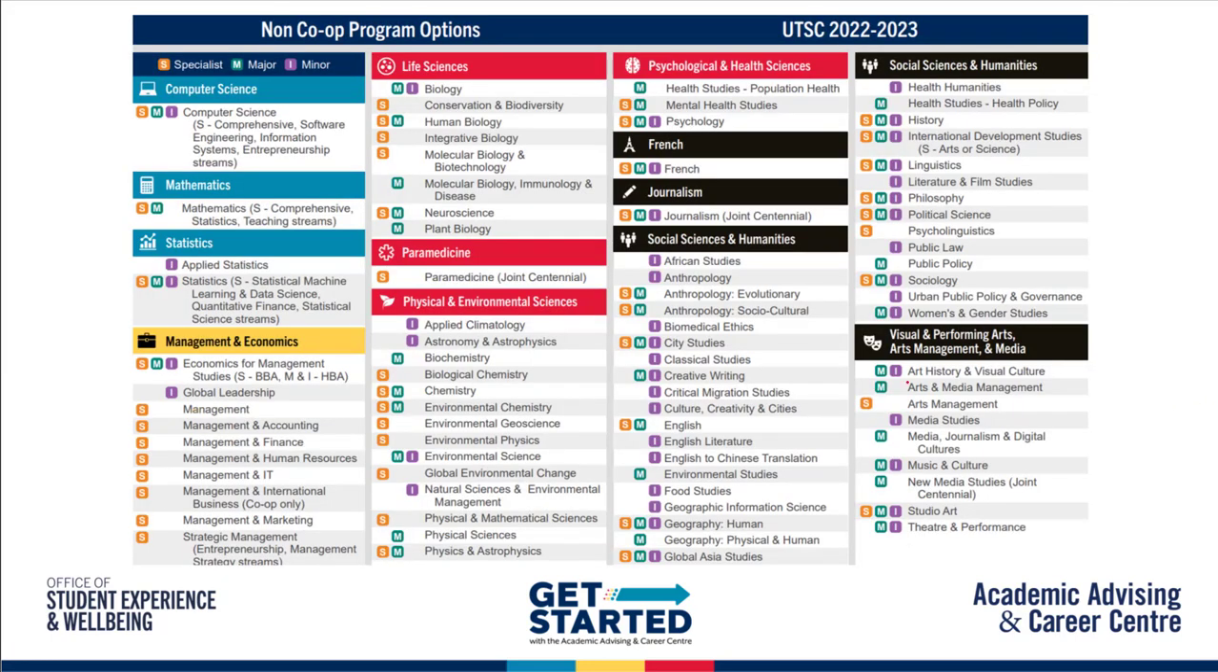Take a look at the program options PDF, and this will help you to learn what kind of programs are available at UTSC. So you'll see the admission category headings here, and under each program, you'll see a list of programs. So for example, under Life Sciences, you'll see that there's a major and minor available. You'll take a look at these icons here. And you'll see that, for example, conservation and biodiversity is available as a specialist. So these are all the non-co-op programs.